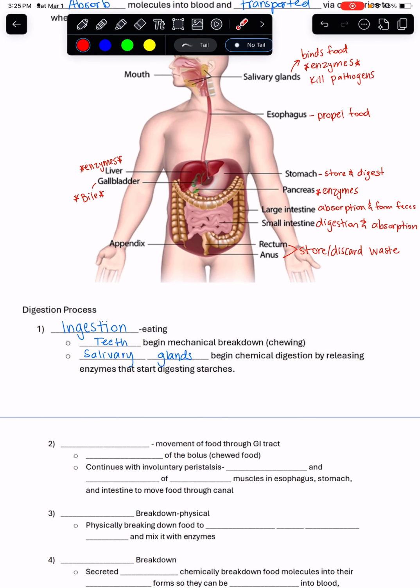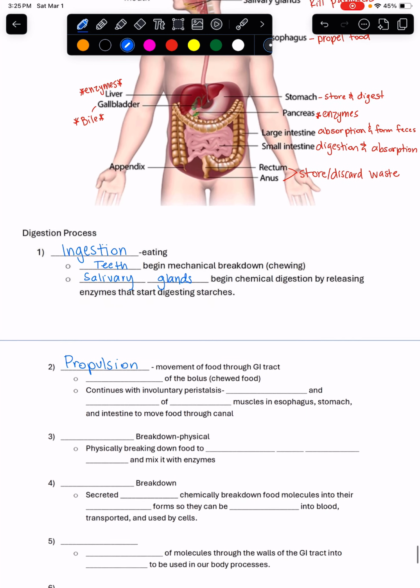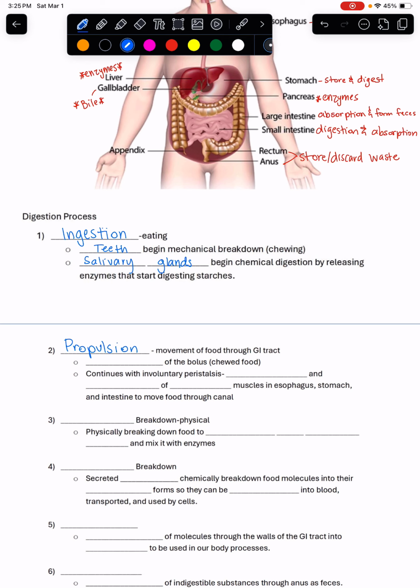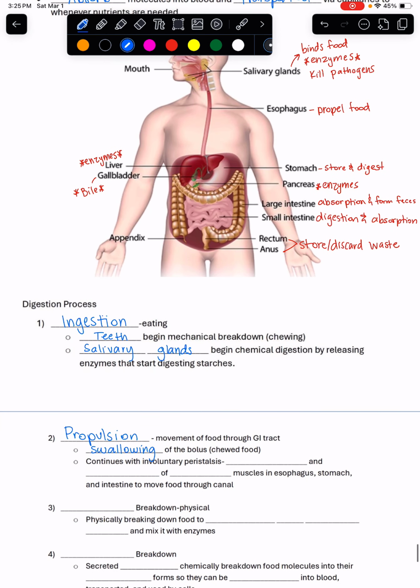Now, the next step is going to be called, or what we're going to call propulsion, which is going to be moving our food along. All right, and this is going to happen several places throughout our GI tract. So, like I said, the next few steps kind of all can happen at similar times. So, propulsion is actually moving our food through the GI tract. And so we're going to first swallow our food. All right, so the swallowing of the bolus, which is our chewed food, so we're going to have it go down our esophagus. So that's the next kind of part in our picture.